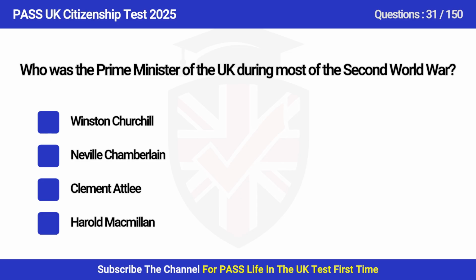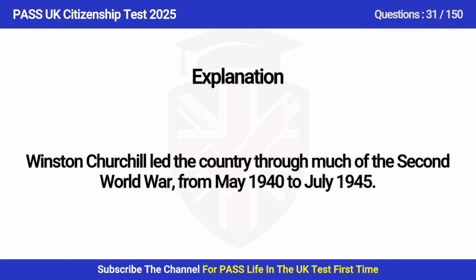Question 31. Who was the Prime Minister of the UK during most of the Second World War? A. Churchill, B. Chamberlain, C. Clement, D. Herald. Answer is A. Churchill. Churchill led the country through much of the Second World War, from May 1940 to July 1945.